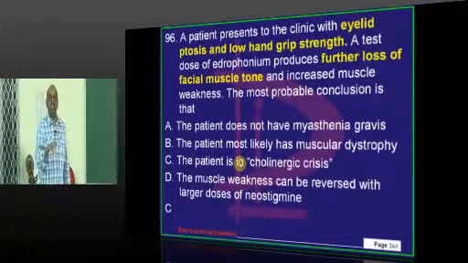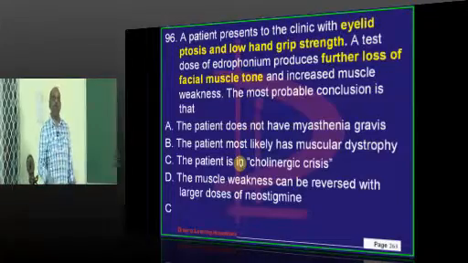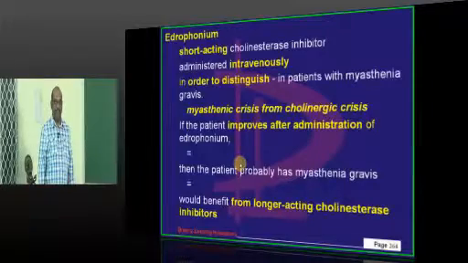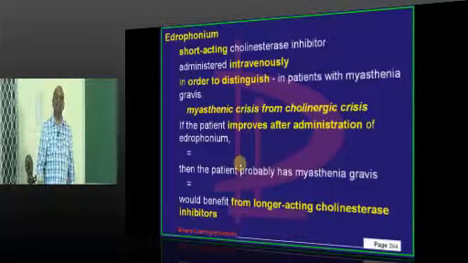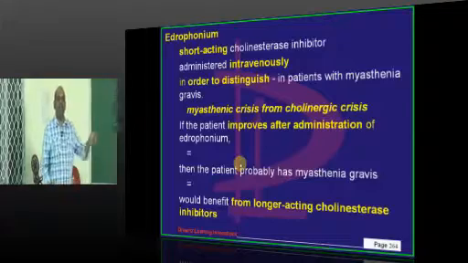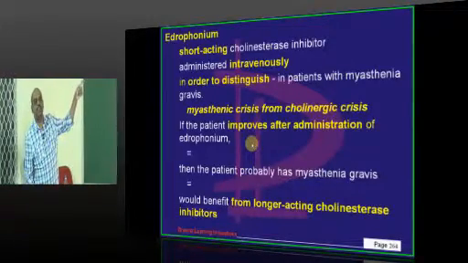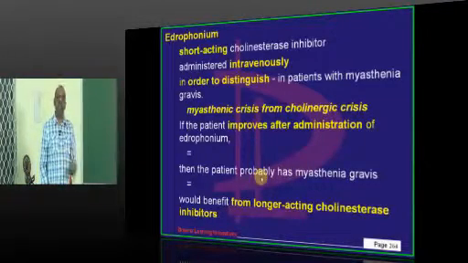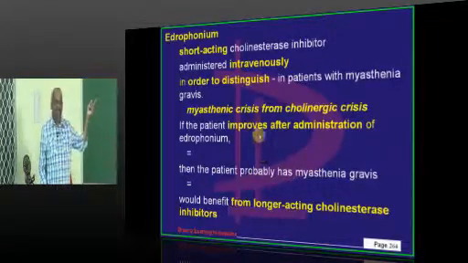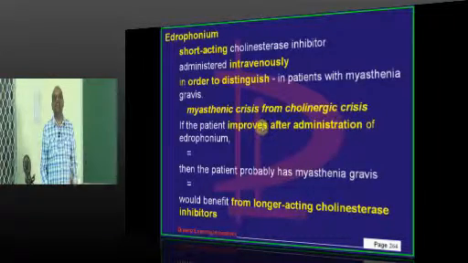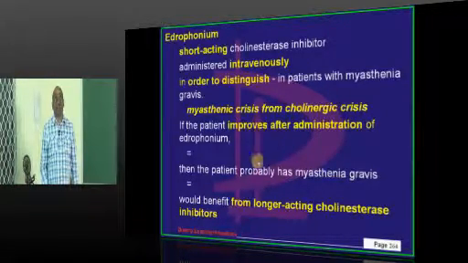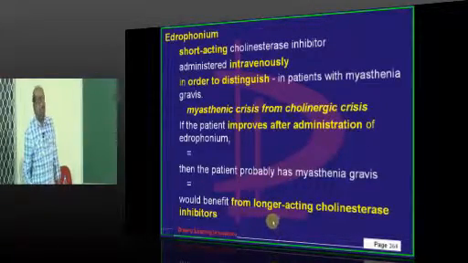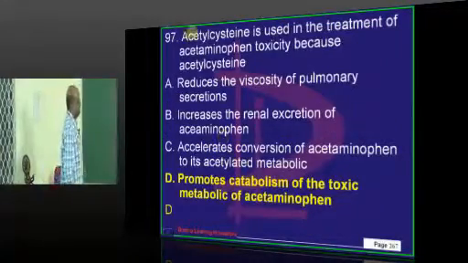You want to differentiate which is the underlying reason. How can you do that? You give one bolus of a short acting anticholinesterase like edrophonium. If the weakness further worsens, that means the patient is under cholinergic crisis due to excess doses of cholinesterase inhibitors. If the weakness improves, that means the cholinesterase inhibitor which you are giving is inadequate in its dosage. That is how we use edrophonium like a test dose, is what needs to be basically remembered.